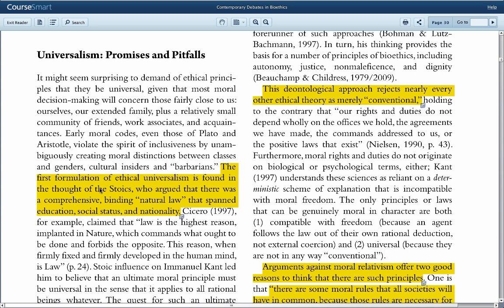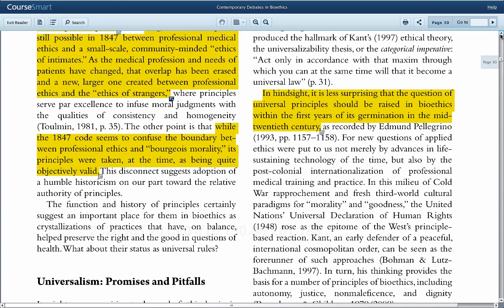So in his next section, Universalism, Promises and Pitfalls, Decker considers what universalism about principles is and where it came from and what can be said in its favor and some of its problems. He points out that the first formulation of ethical universalism is found in the thought of the Greek philosophers named Stoics, who argued that there was a comprehensive, binding natural law that spanned education, social status, and nationality. This view in Greek philosophy had an influence upon the Enlightenment German philosopher Immanuel Kant. And then, in the 20th century, especially after World War II, he points out how it's not that surprising that the questions of universal principles should be raised in bioethics within the first years of its germination in the mid-20th century.